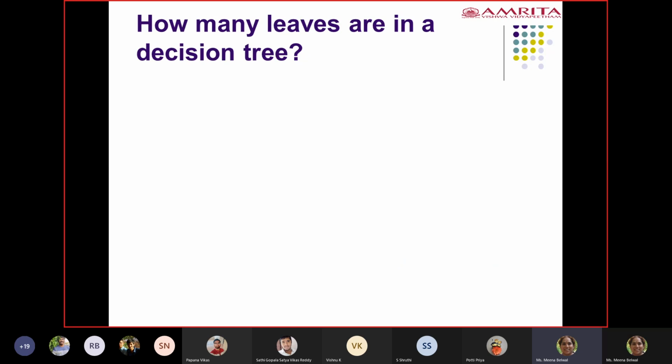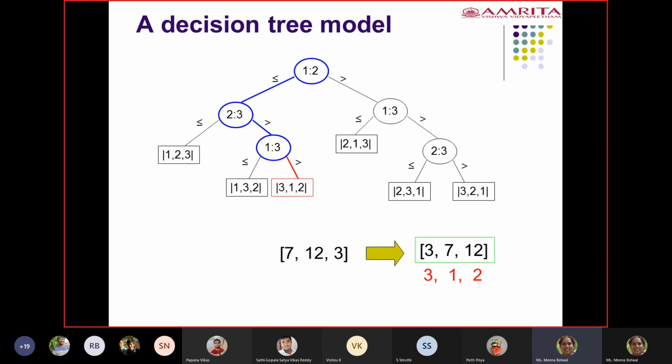But what question are we asking? We are asking how many leaves there are in a decision tree. What is the definition of a leaf in a decision tree? A leaf must have all possible permutations of the input, right? So here, all the possible permutations: 1 2 3, 1 3 2, 3 1 2, 2 1 3, 2 3 1, 3 2 1. Is any other permutation remaining? No, right? We are getting 1 2 3 4 5 6.